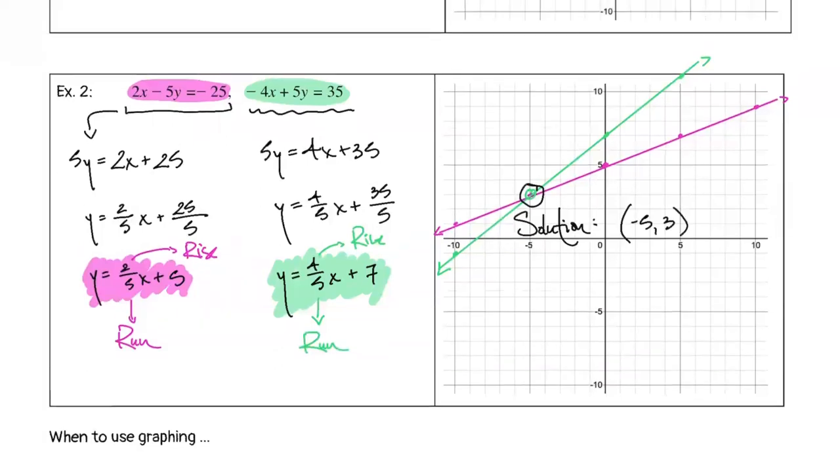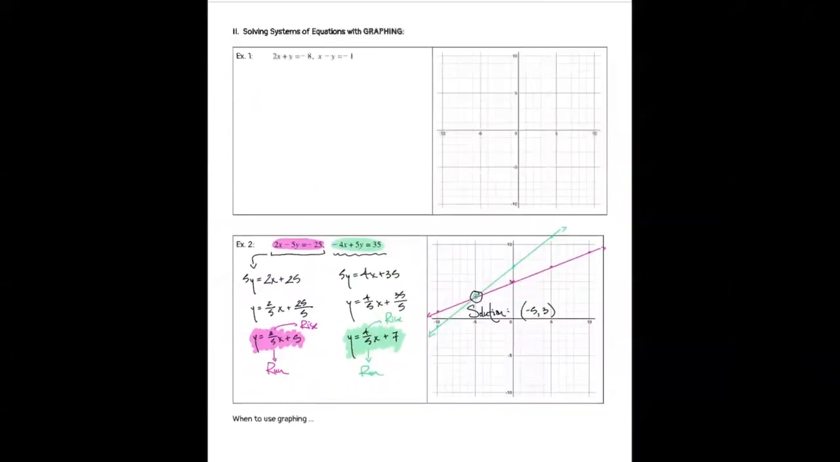And so you can take a look at example 1 on your own time. If that is something that you're like, oh, I don't really know about this graphing thing, you can practice that. You can check your answers on Desmos and you have a model example right here.